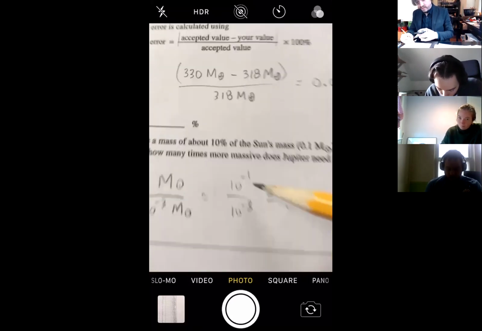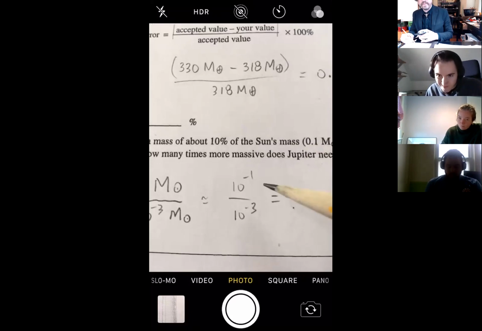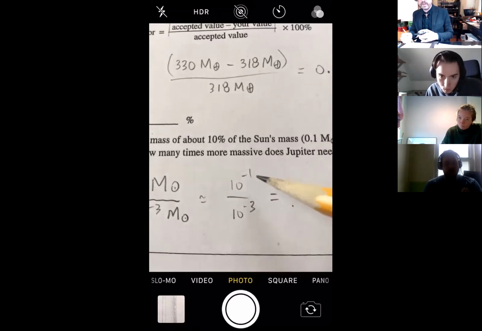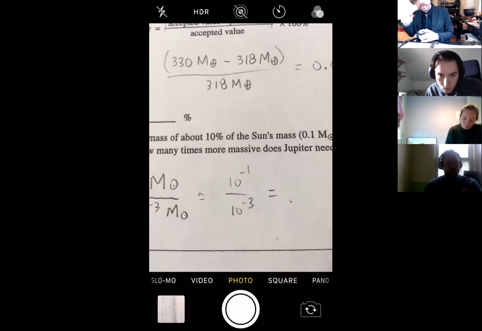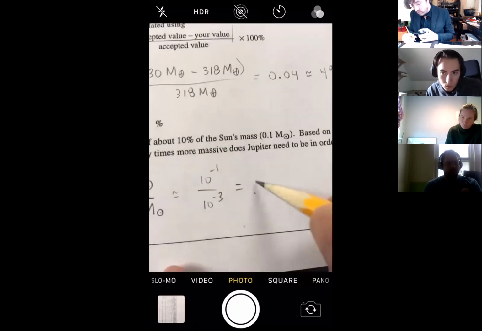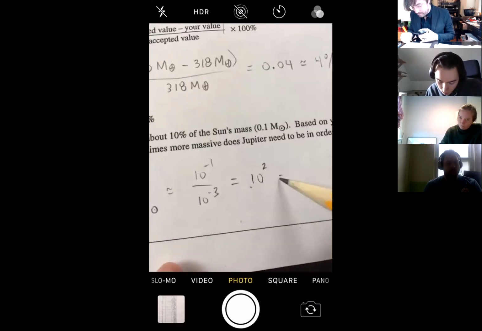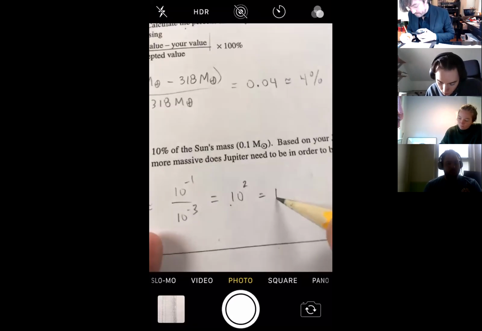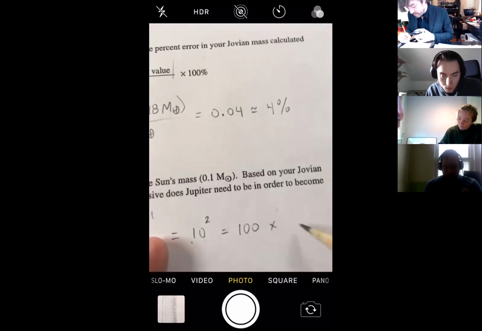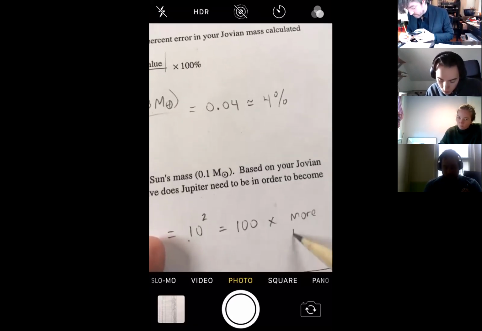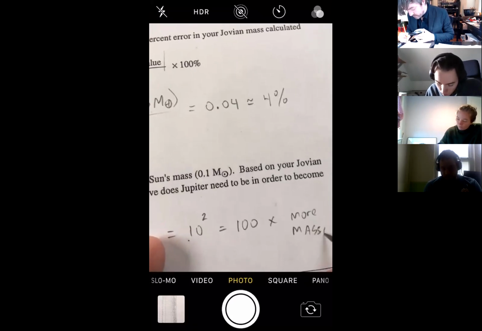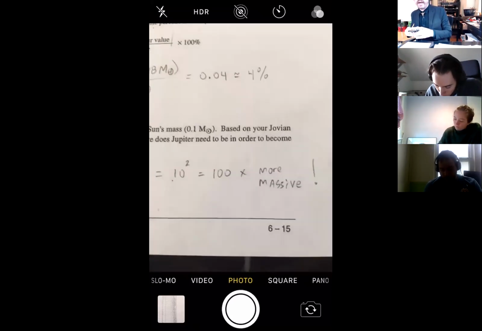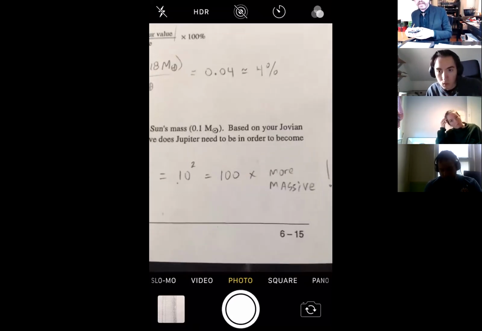Do you guys know how to do this algebraically? What's -1 minus -3? 10 to the 2. Or what in plain English? 100. Yep. 100 times more massive. If Jupiter was 100 times more massive, it would have become a star, and we would live in a binary star system, just like Luke Skywalker.